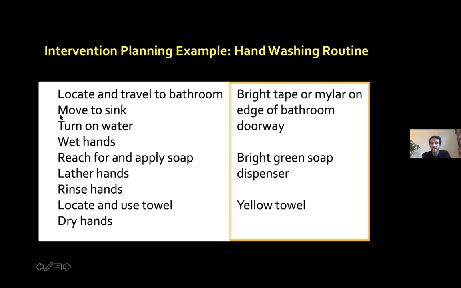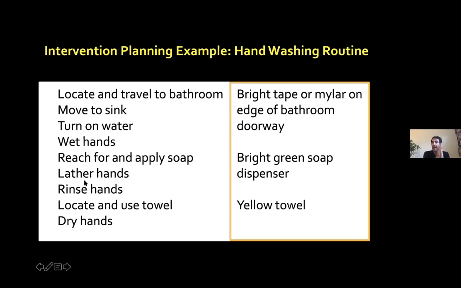And then it's about moving to the sink, turning on the water, wetting hands. Those are complex parts of the activity, so we're not adapting those parts. It's okay if she looks away while she's wetting her hands, while she's finding the sink. But then it's going to be about reaching for and applying the soap. So now it's about locating or finding the soap. In the middle of the activity, we're just going to use a bright green soap dispenser. And what we're expecting is that bright green, maybe we might shine a flashlight on it to get her attention, and she's going to find it because it's the bright saturated color.